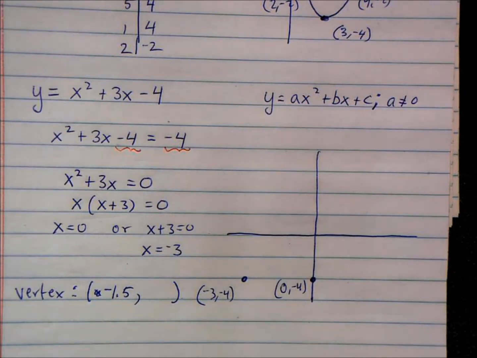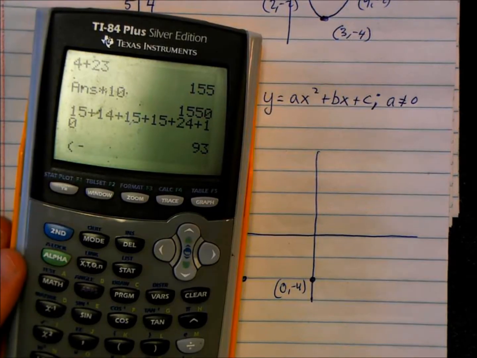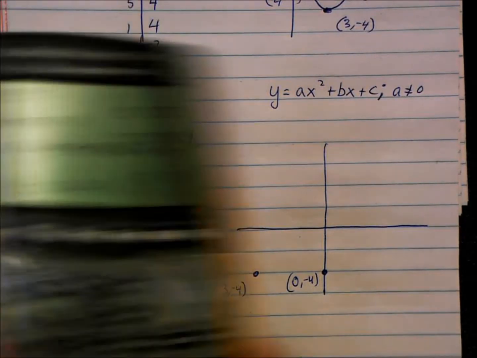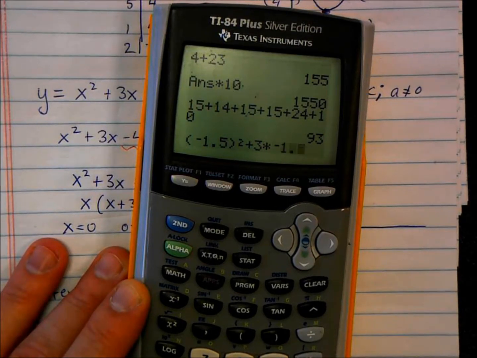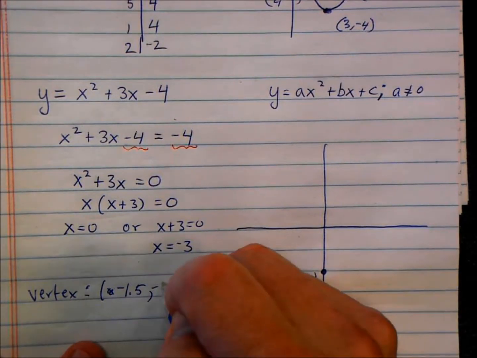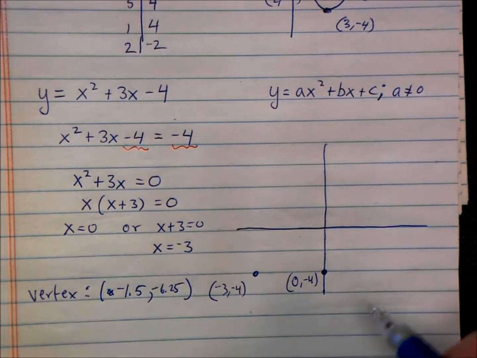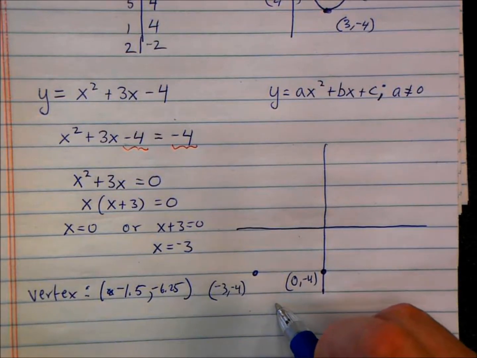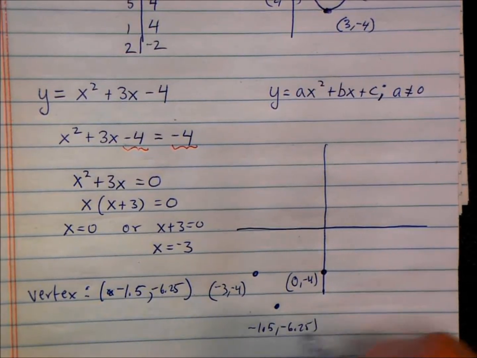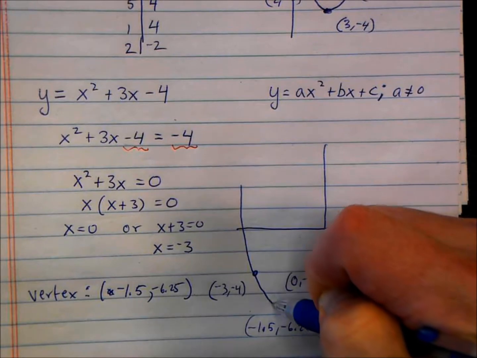Plug it in. So in this case, I'm going to grab a calculator. Not real good at plugging in negative 1.5 and squaring it and such in my head. Let's see. Negative 1.5 squared plus 3 times negative 1.5 minus 4. The y number is negative 6.25. So there's negative 4. Negative 6.25 would be a bit lower. Negative 1.5, negative 6.25. And there's my graph.